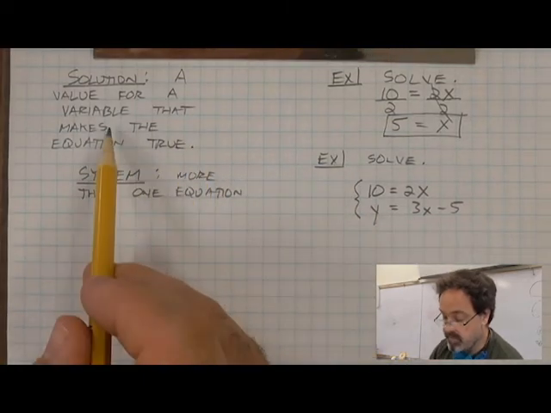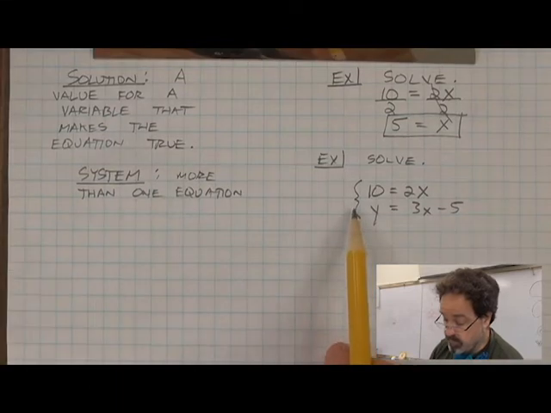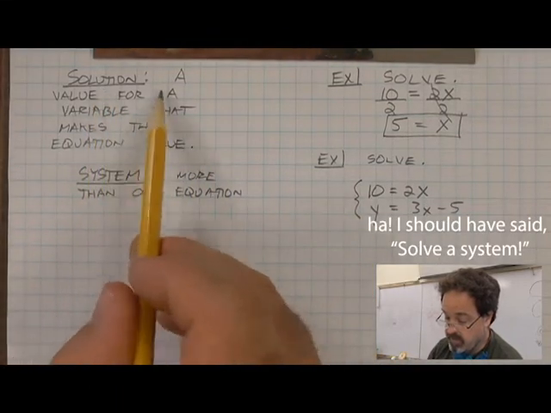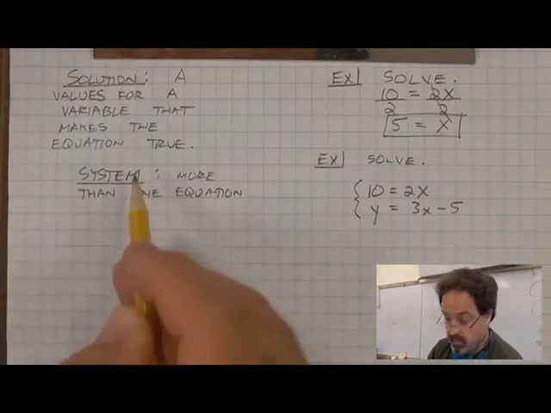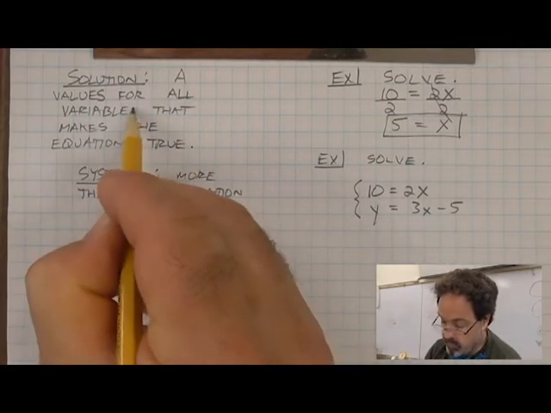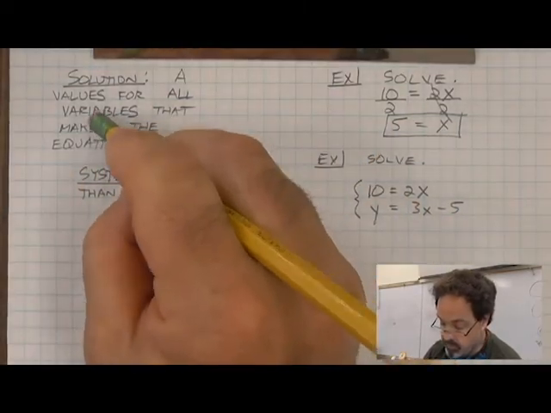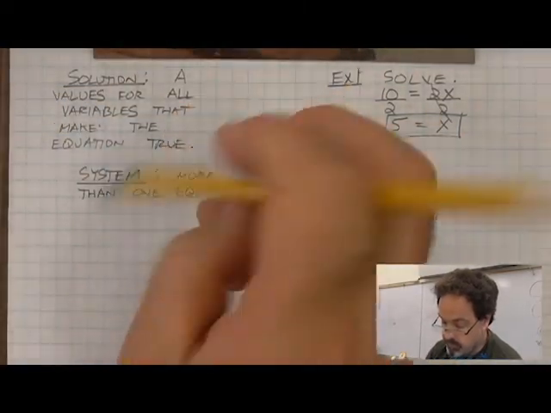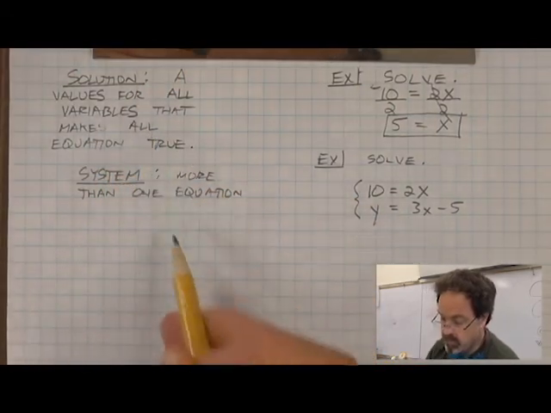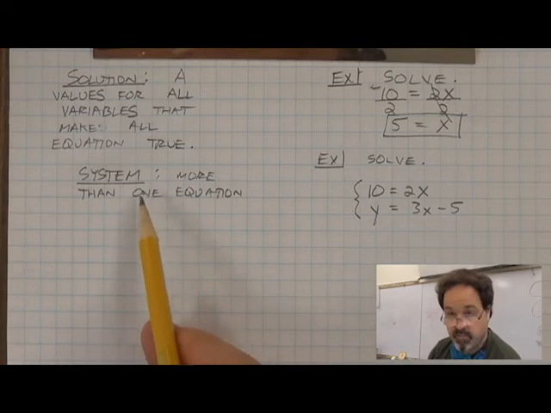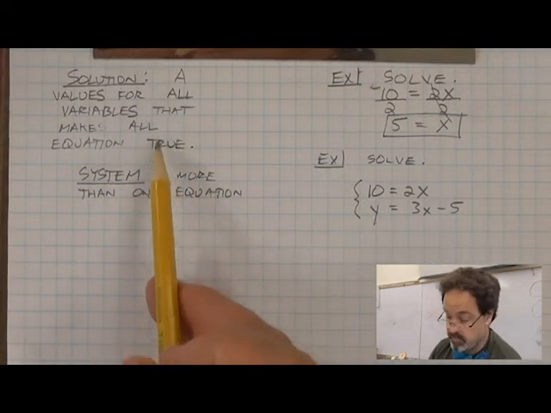So we could update what we define as solution, because if we can solve a system, it means that we are finding values for all variables that make all equations true. I updated my definition of solution to include an understanding that we can have more than one equation.